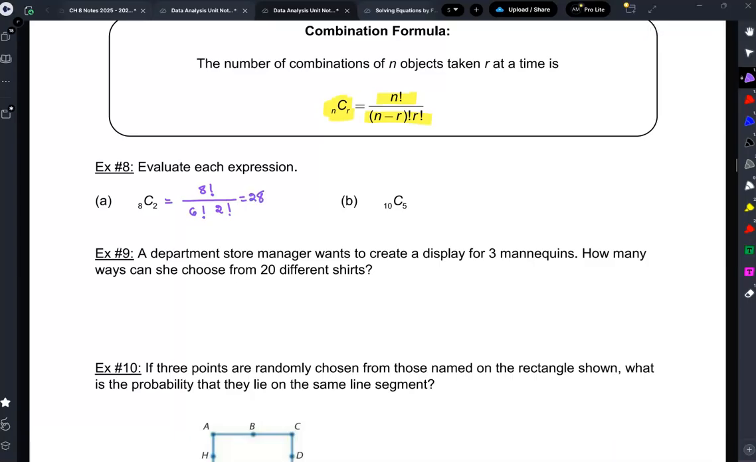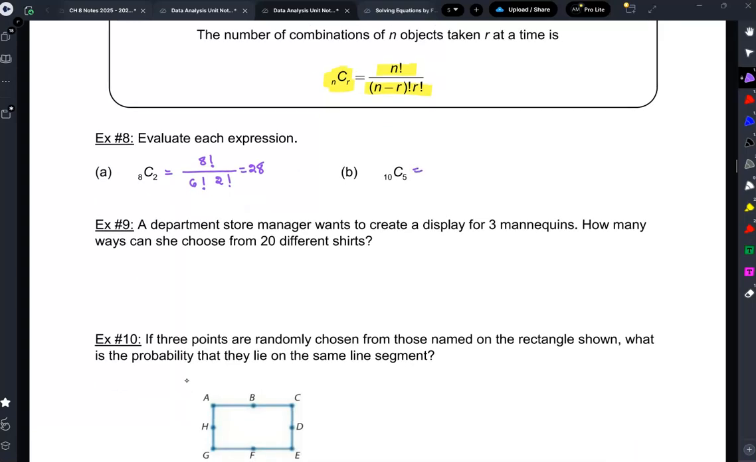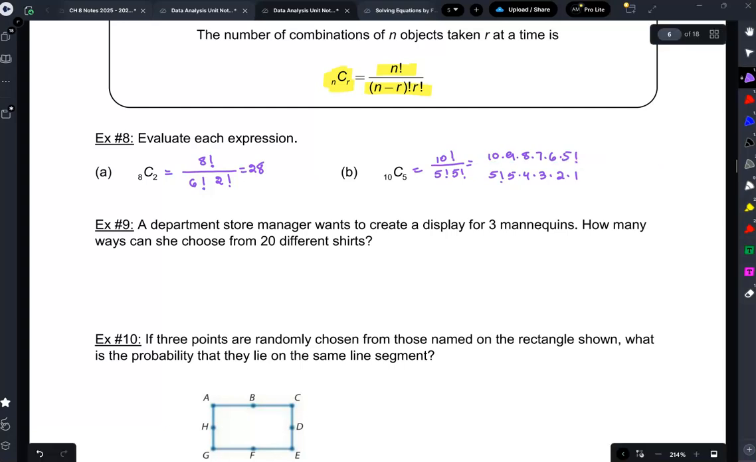Now, if I tell you to write it out and show your work, you have to write it out and show your work. Like here, 10 factorial over 5 factorial, 5 factorial. So this is 10, 9, 8, 7, 6, 5 factorial. 5 factorial cancels. Then I have 5, 4, 3, 2, 1. Okay, so these go away.